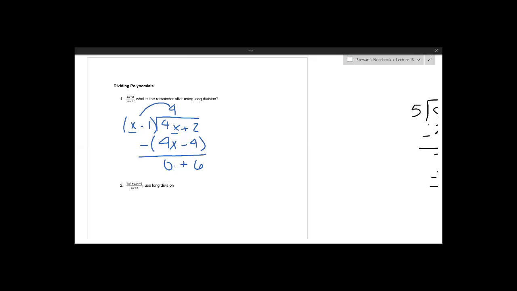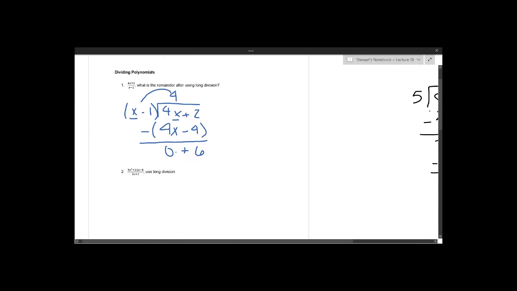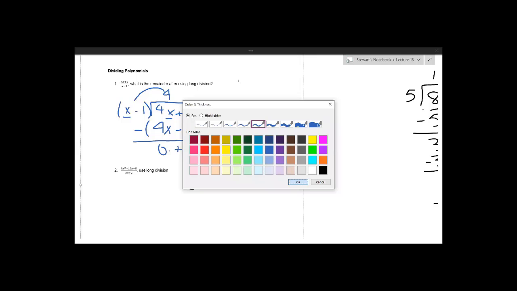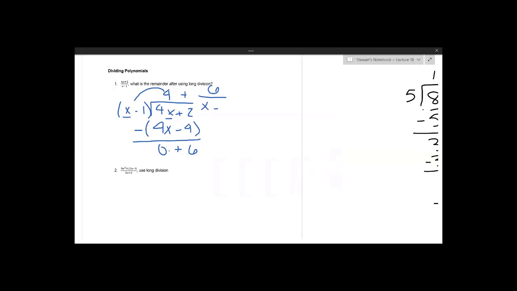But be careful, because when you're talking about the remainder, remember how I said over here, when you think about the remainder, it's 2 out of 5, or 2/5. Over here, we're going to have 4, but the remainder would be adding on 6 over x minus 1. So our remainder in this question is 6 over x minus 1. That's what they were asking for here, and that's how you'd find it.